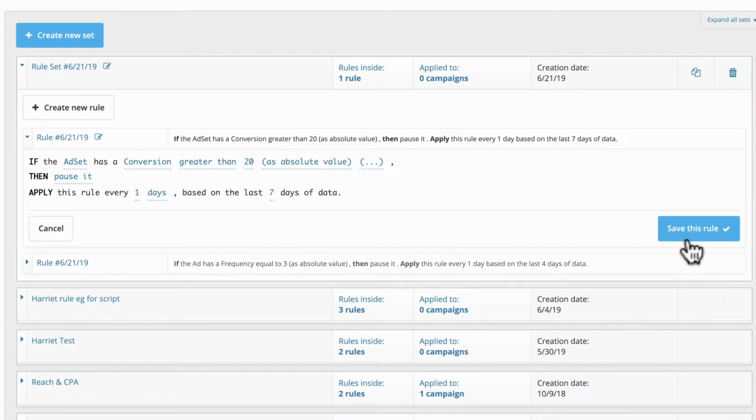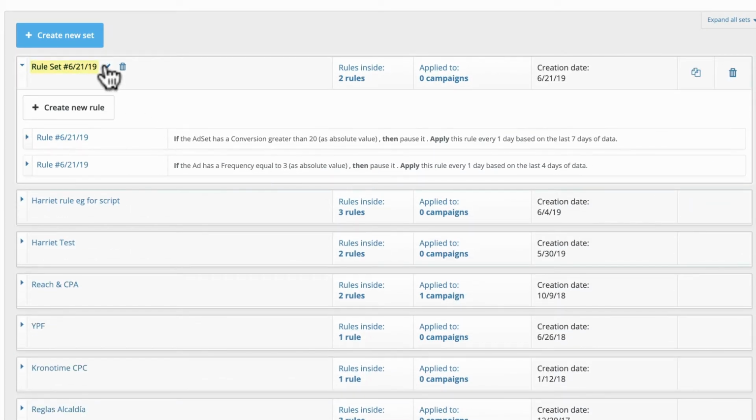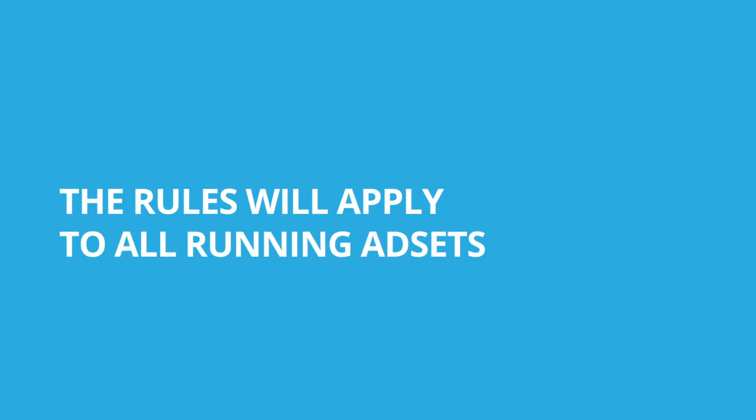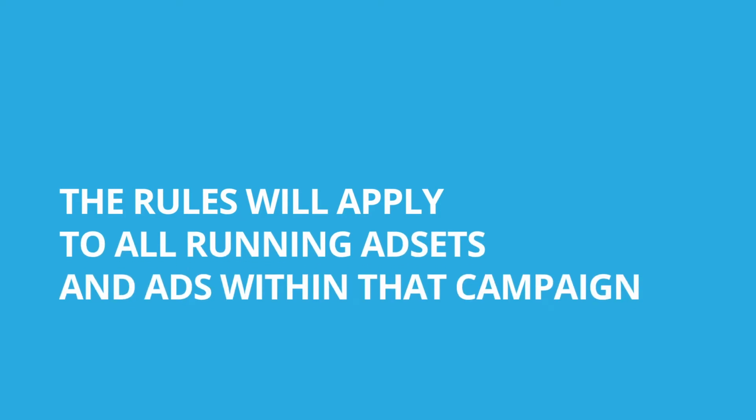Save both rules, then rename your rule set so you can find it later. Note that once applied in the Campaign Builder, the rules will apply to all running ad sets and ads within that campaign.